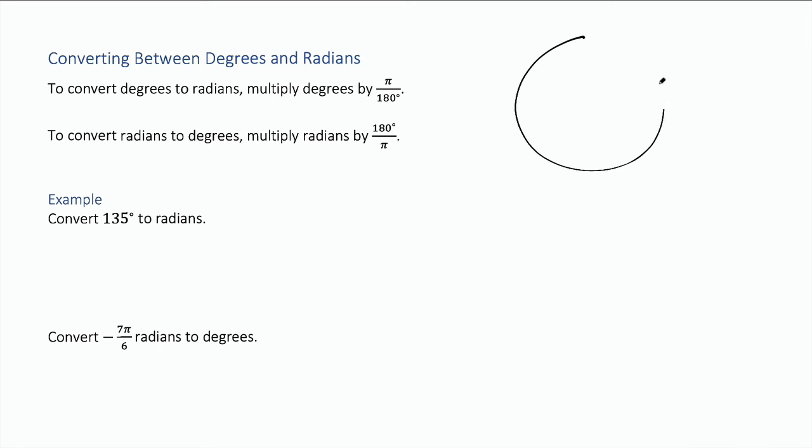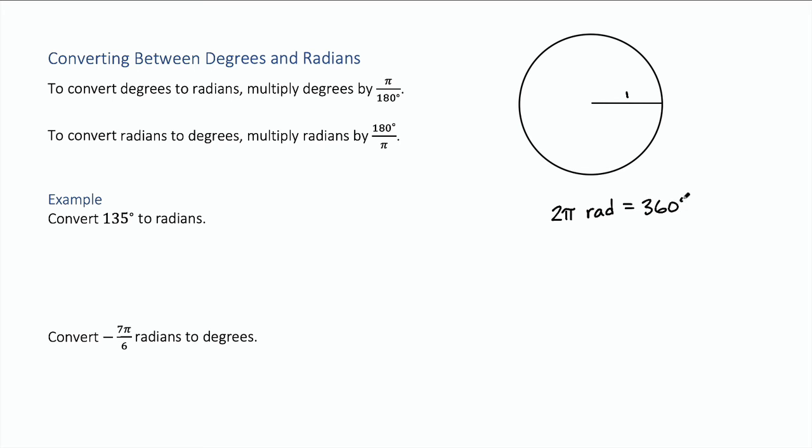What we're going to do is look at a circle here, and I'm just going to do a circle of radius 1. We know the circumference of this circle is 2 pi times the radius. So 2 pi is the circumference, and that means, because of the definition of radians, that 2 pi radians is the radian measure of the full circle. But we also know that a full circle is 360 degrees. And so this is the conversion that we're going to be using.